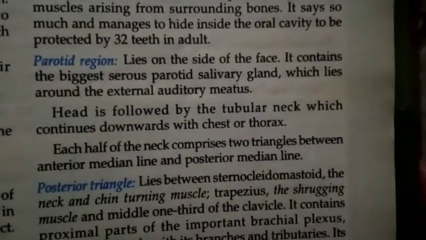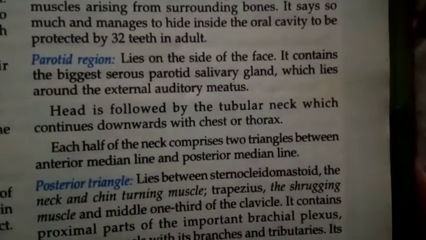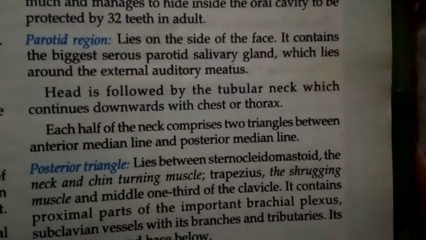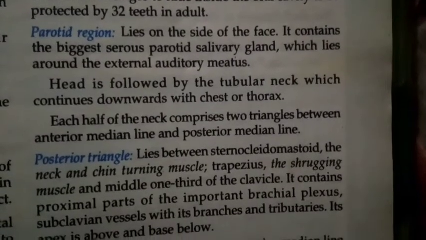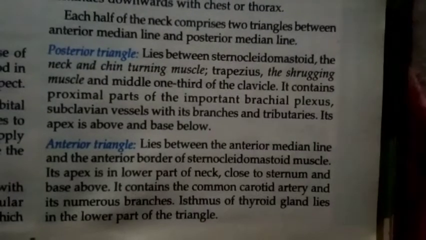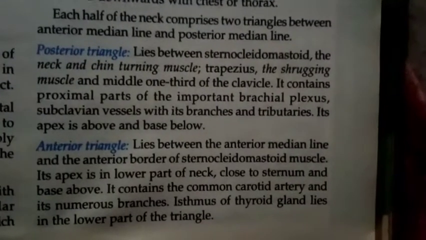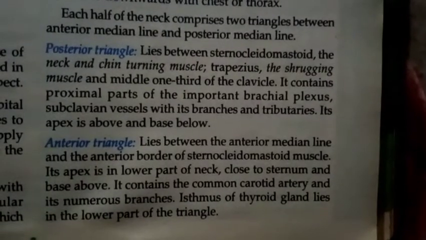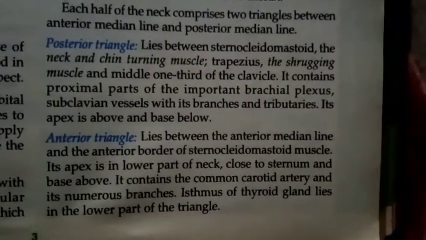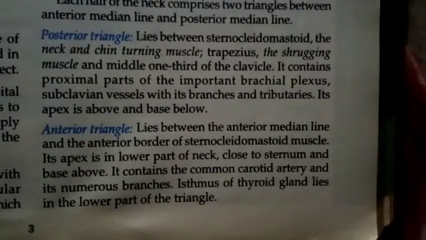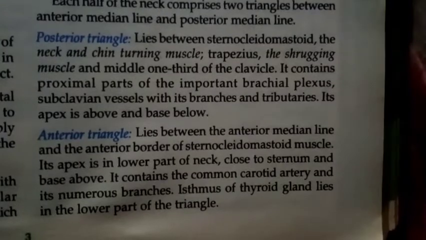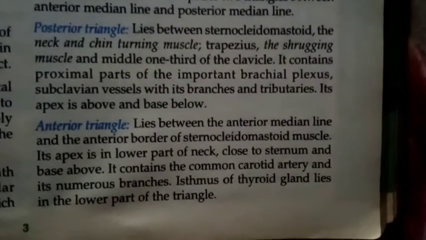Head is followed by a tubular neck which continues downward with the chest or thorax. Each half of the neck comprises two triangles between the anterior median line and posterior median line. Posterior triangle lies between the sternocleidomastoid, the neck and chin turning muscle, trapezius, the shrugging muscle, and the middle third of the clavicle. It contains the proximal part of the important brachial plexus, subclavian vessel with its branches and tributaries. Its apex is above, base is below.